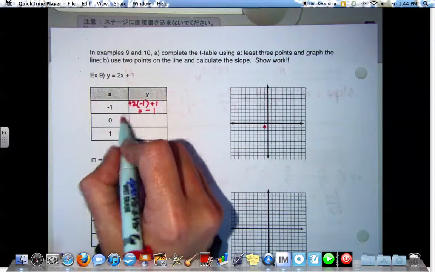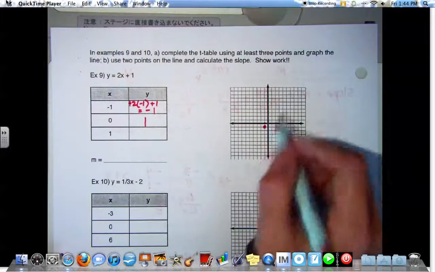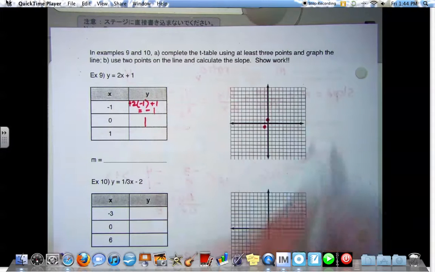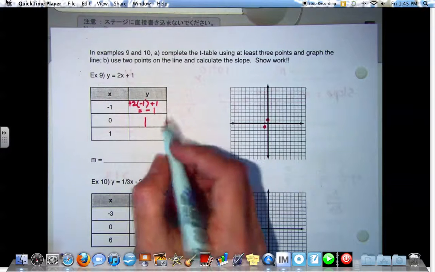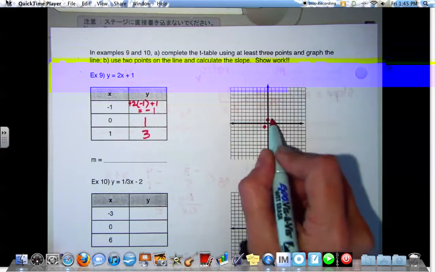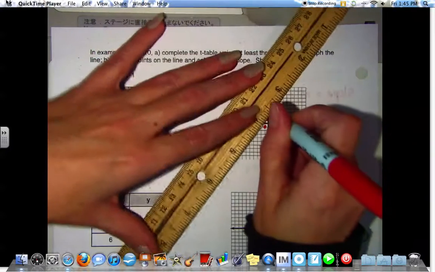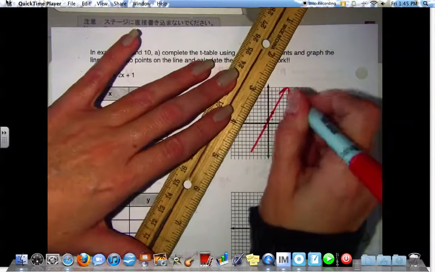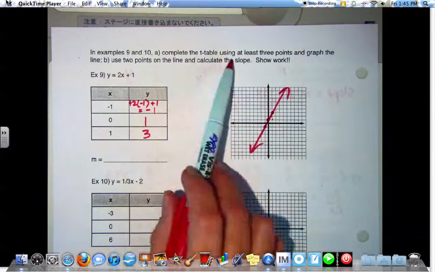Next we have 2 times 0, which is 0, plus 1. So our next ordered pair is 0 and 1. Then we have 2 times 1, which is 2. 2 plus 1 is 3, so the next ordered pair is 1 and 3. Do we have a straight line? Precisely. All right, so we've completed the t-table and we've graphed the line.